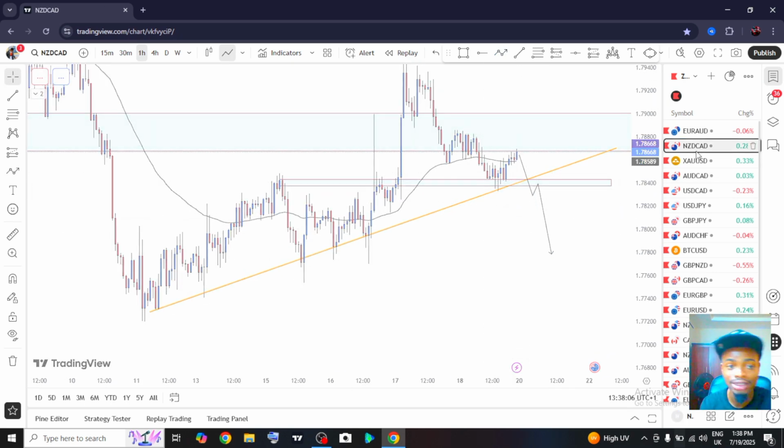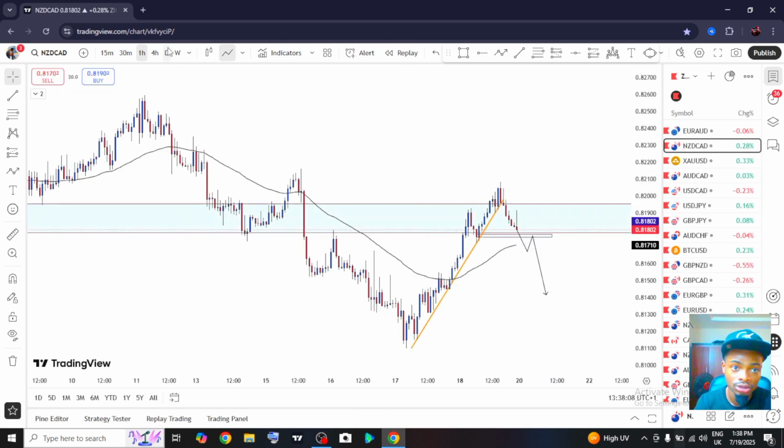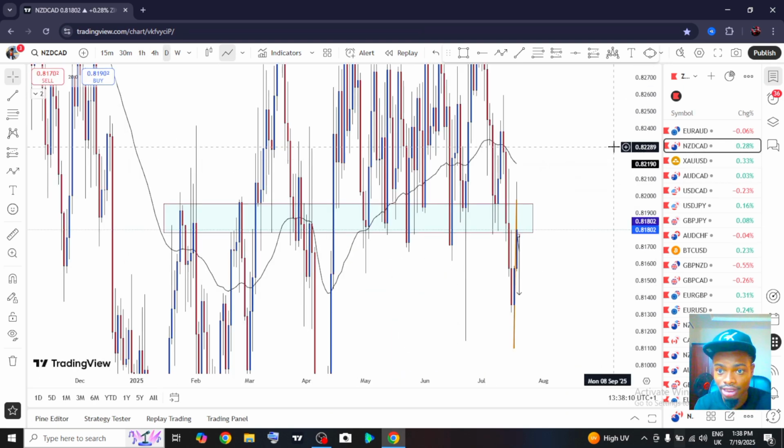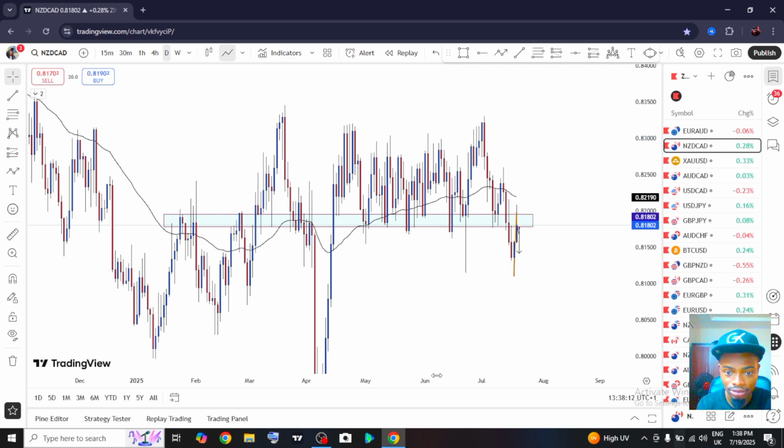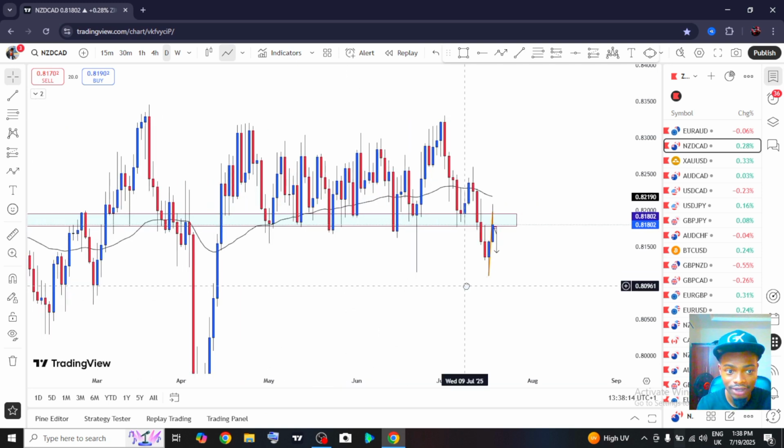Next pair for the week, NZD card. So let me show you how the daily looks. If you look on the daily time frame right now, you can see that price has had multiple support areas from this area right here. So price has rejected up here multiple times.